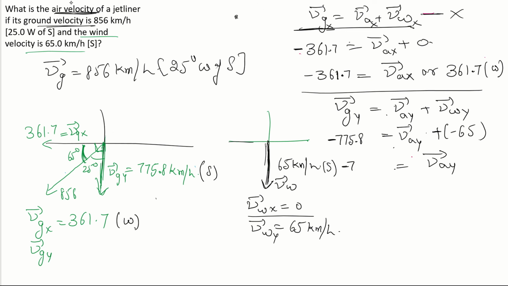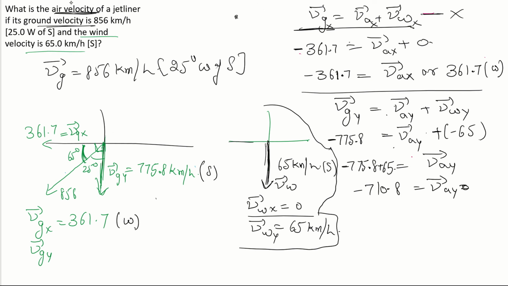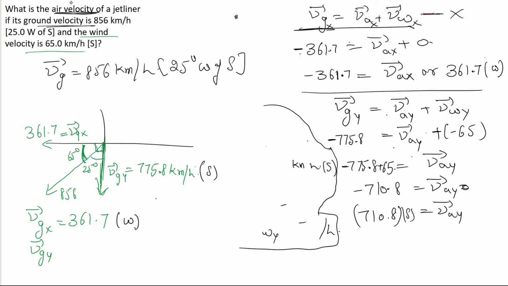Vay is equal to negative 775.8, and this becomes plus 65. So 775.8 minus 65 will be 710, negative 710.8. This is Vay, or I can call it Vay equal to 710.8 in the south direction. So I'm going to erase this now and make some space.